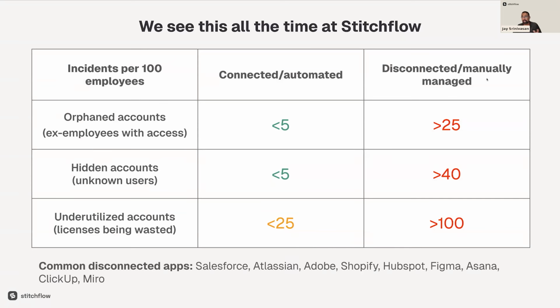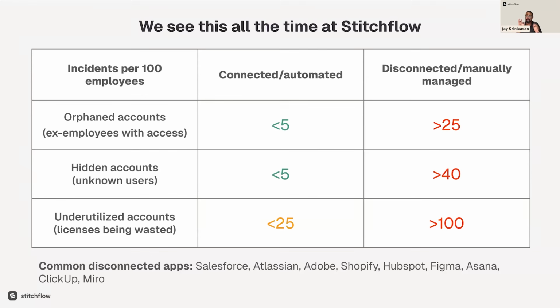And when I look at our customers at Stitchflow, the data bears out this statement as well. So what you're seeing on this slide, when you look at these three categories of risk: orphaned accounts, hidden accounts, and underutilized accounts, across connected or automated applications, the number of gaps that we find when we audit someone's environment tends to be incredibly low. Less than 5. The unit here is incidents per 100 employees. So if I have 1,000 employees, there are going to be less than 50 orphaned accounts. They're going to be less than 50 hidden accounts. Underutilized licenses are a little harder to manage, but even then, it's still under control. It's less than 250 or so.